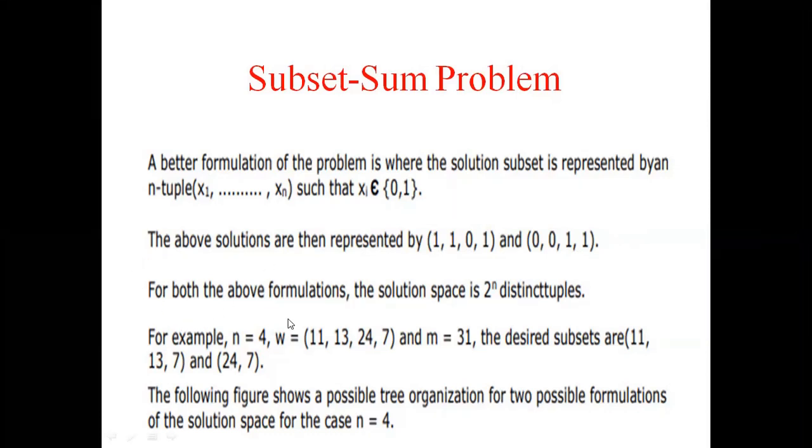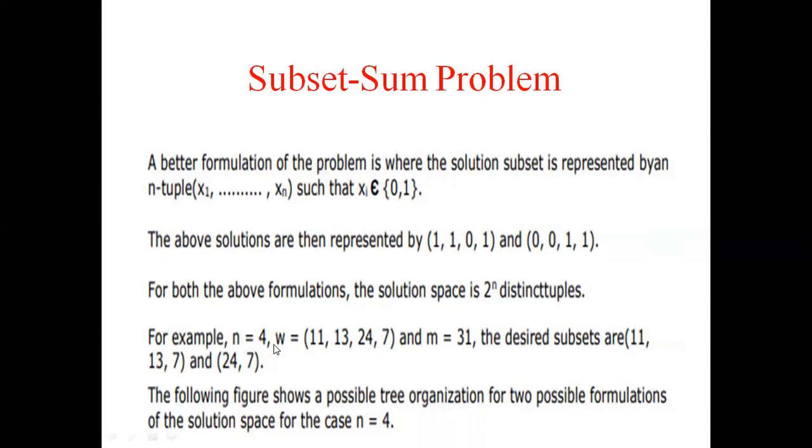For both of the above formulations, the solution space is 2 power n distinct tuples. 2 power n. What is the meaning of 2 power n? That is the power set. Suppose there are n elements in a set, then the power set means all the subsets you consider, that is 2 power n. So for example, n equal to 4. Just see the example, you can easily understand.